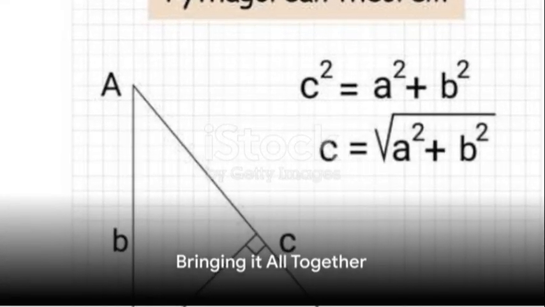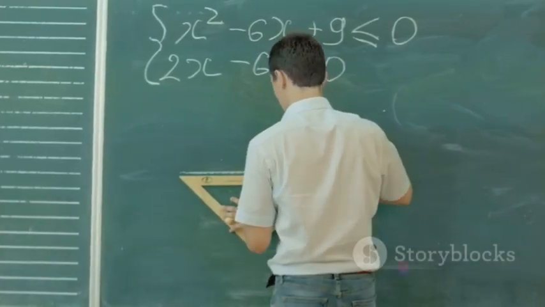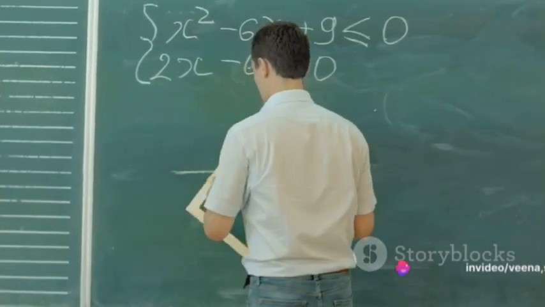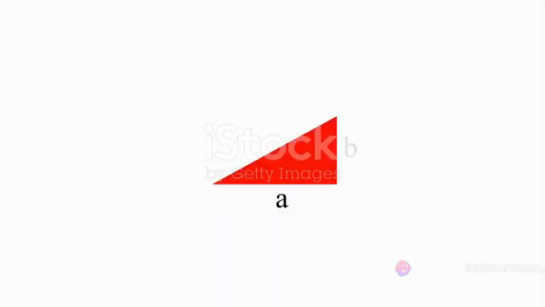Bring these 2 insights together, and voila! The square of the hypotenuse equals the sum of the squares of the other 2 sides. That's the Pythagorean theorem. To summarize, the Pythagorean theorem states that in a right-angled triangle, the square of the length of the hypotenuse equals the sum of the squares of the lengths of the other 2 sides.